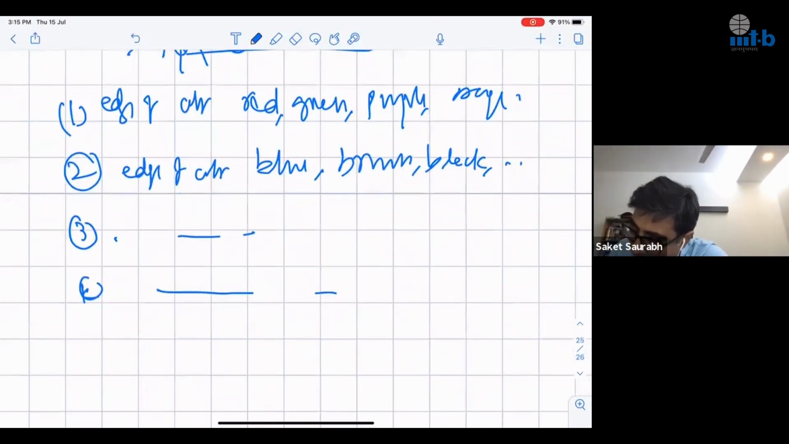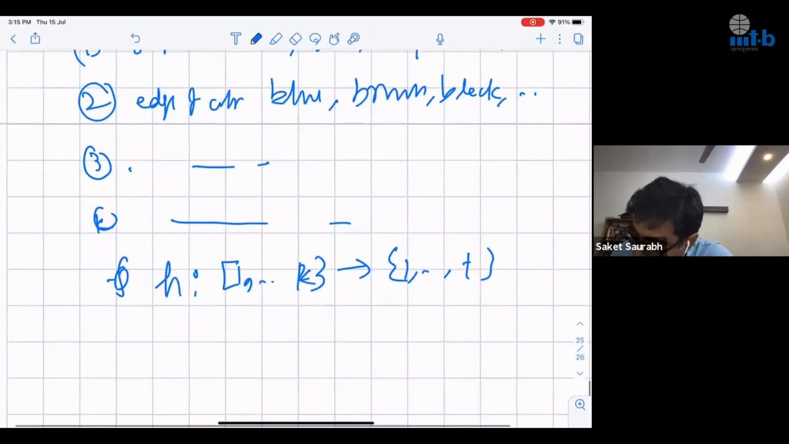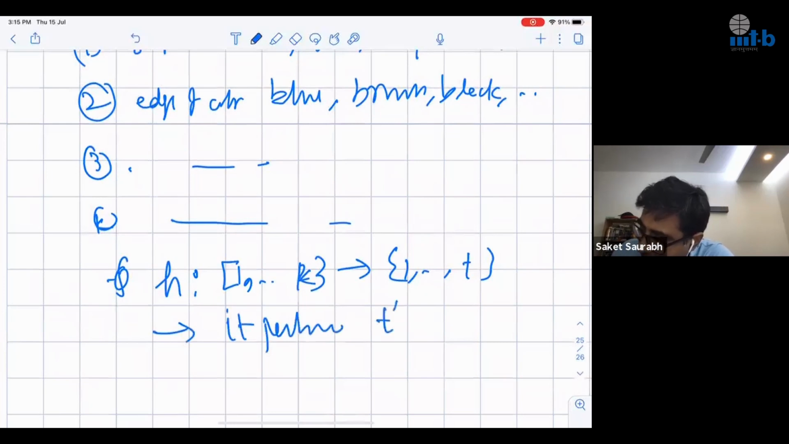Right. So this is an assignment h from 1 to k to 1 to t such that it partitions 1 to t. How many such partitions are there? How many such functions will be there? That it should partition my 1 to t into k parts. Anybody?